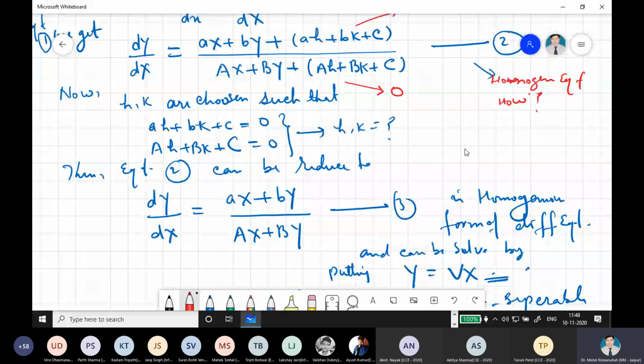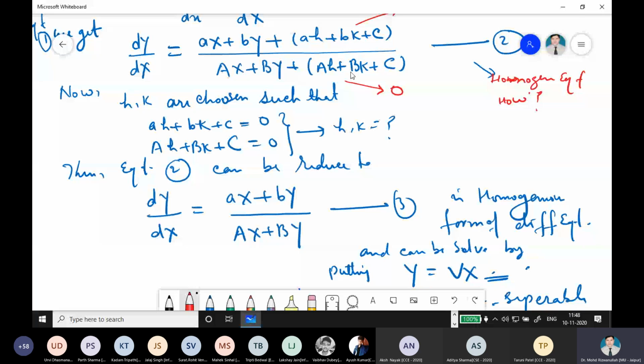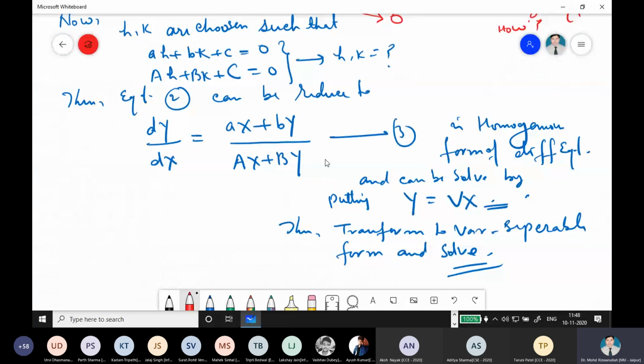Then when you put these values, the constant expression on the right side is 0, and equation 2 will reduce into equation 3. Now equation 3 is in the homogeneous form, because x has degree 1 and y has degree 1. Fine. So it is solved the same way as the homogeneous differential equation. The only difference is that in place of small x and small y, capital X and capital Y are there, so the equation is in terms of capital X and capital Y.